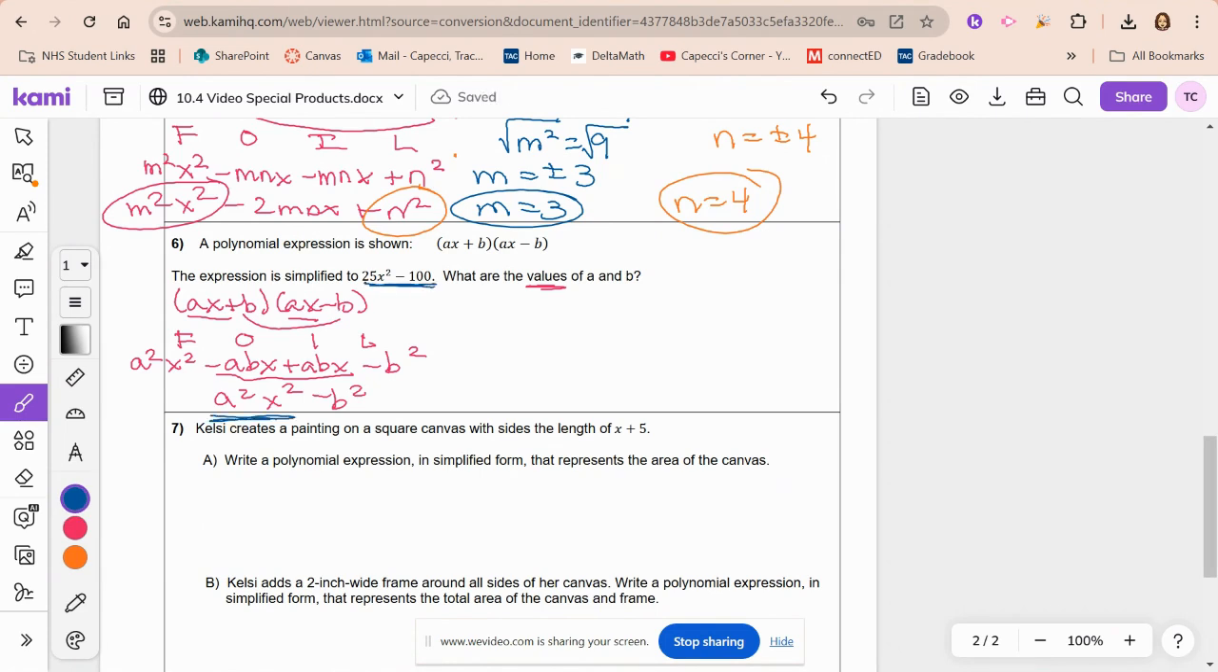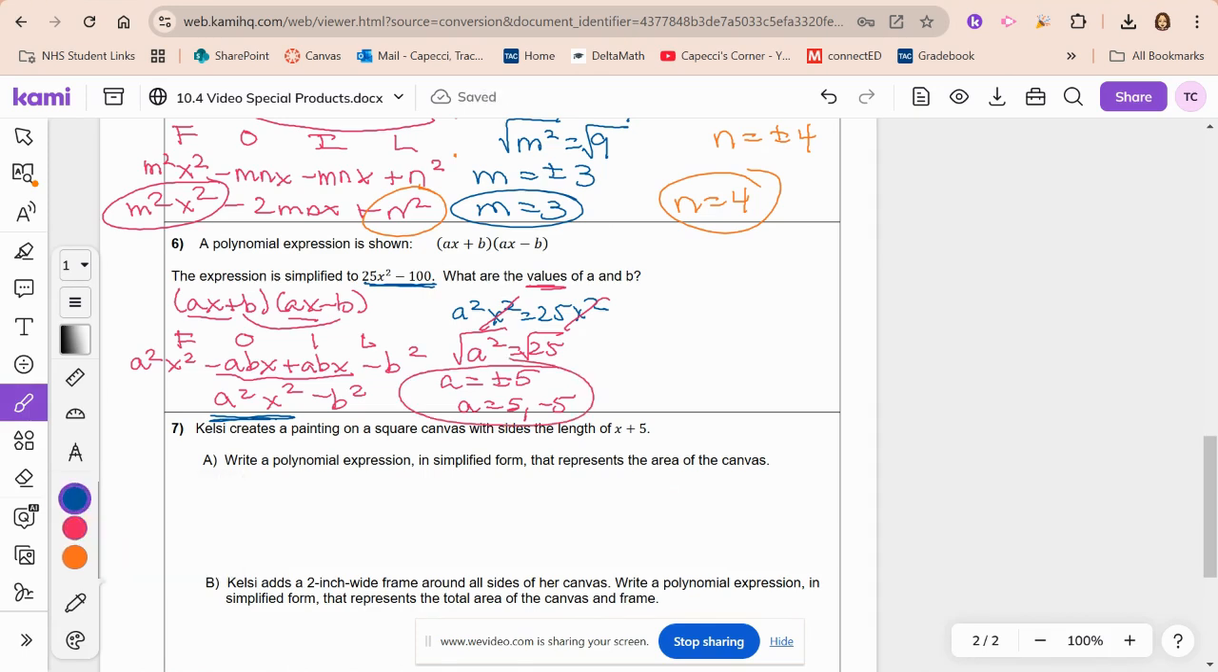Now I know that's going to be equal to 25x squared. So my first term has the x squared. So I'm going to take a squared x squared is equal to 25x squared. Again, my x squared I can get rid of, so I have a squared is equal to 25. Now, I'm going to take the square root of both sides, so a is equal to plus or minus 5. Now, when I say that, I mean positive 5 and negative 5, so you can write that either way.